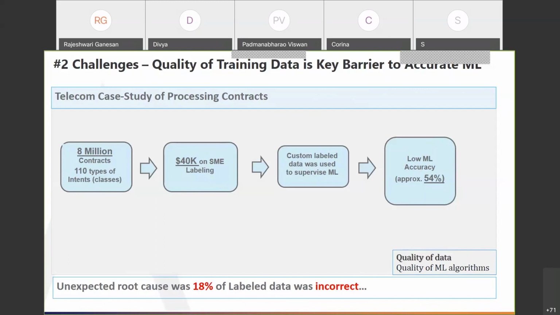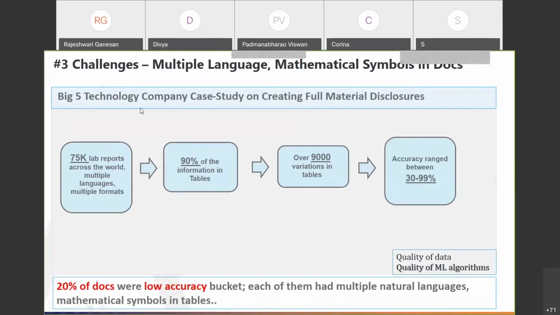The third use case, again going back to the Big Five company, involved about 75,000 lab reports across the world. These were obviously coming from different people, so the format and the language used, and not just the language, within English the terms used to mean the same thing, were very different. Most of this information was in tabular data, and the tabular data also had a variety of variations. Within the 75K reports, we had 9,000 different variations.